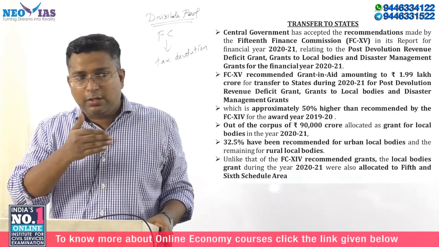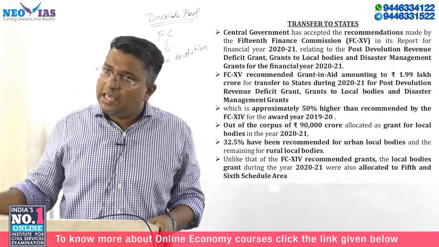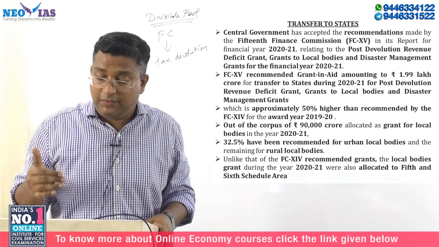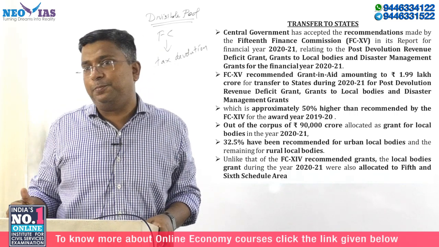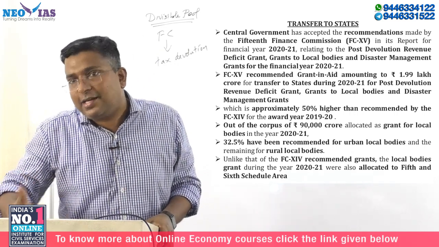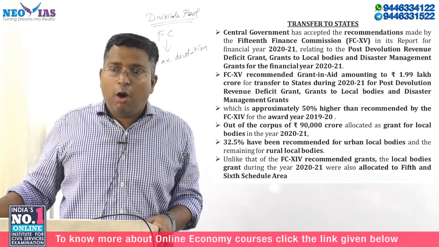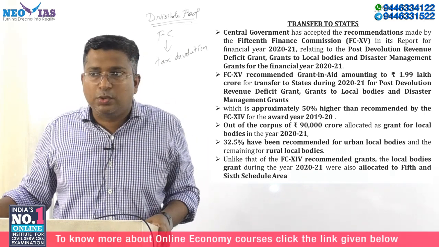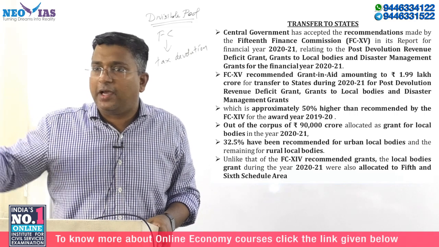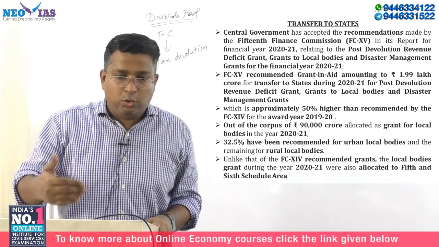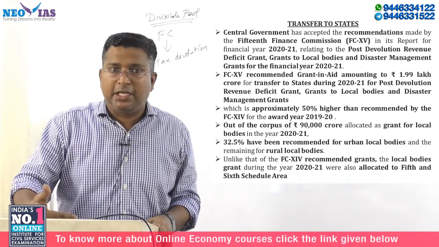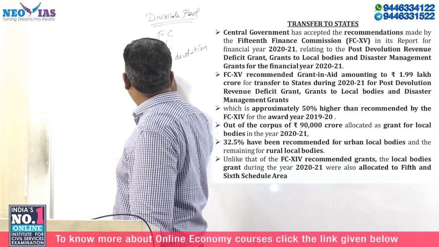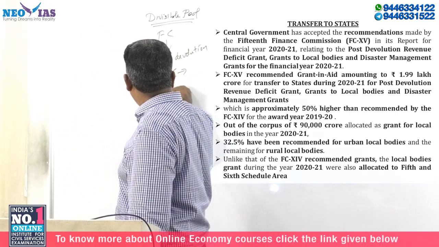Okay, so since we are talking about transfer to states, now why am I discussing this? Because the 15th Finance Commission has already submitted its report, and the 15th Finance Commission report is very interesting. See, normally the Finance Commission cycle is broken. I think very few people know it. The Finance Commission cycle is for 5 years. So it used to be very easy: 2000 to 2005, 2005 to 2010, 2010 to 2015, 2015 to 2020. That was the 14th Finance Commission. This was the time period.